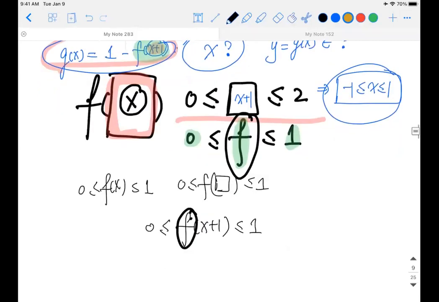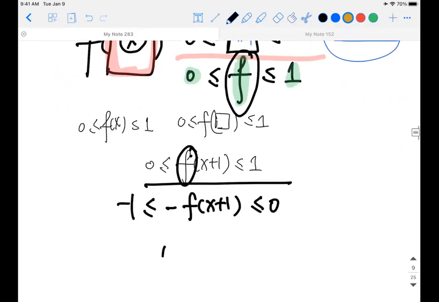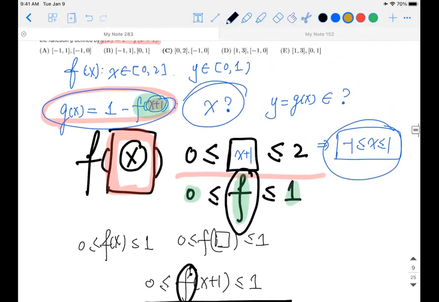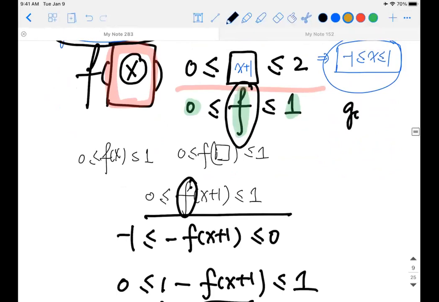So that being said, f(x plus 1) is between 0 and 1. So minus f(x plus 1), and 1 minus f(x plus 1) is between 1 and 0. What is 1 minus f(x plus 1)? 1 minus f(x plus 1) is your g(x). So therefore, g(x) is between 0 and 1.